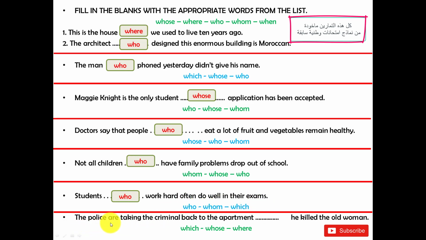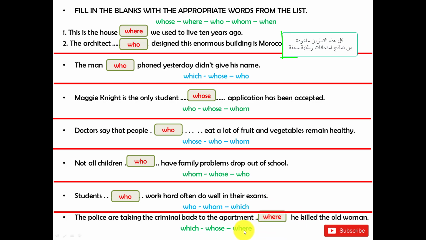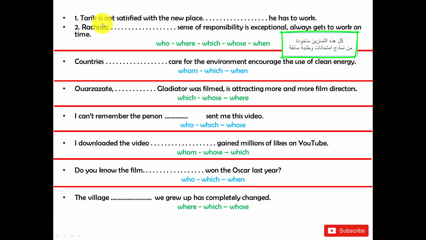Next. The police are taking the criminal back to the apartment where he killed the old woman. So which, whose, or where? Very good. Where? It's a place. Next. Tariq is not satisfied with the new place where he has to work. So is it who, where, which, whose, or when? Good job. It's where, because we're talking about the place.